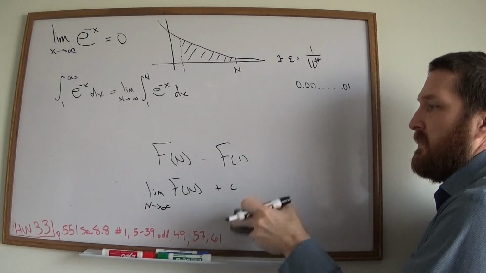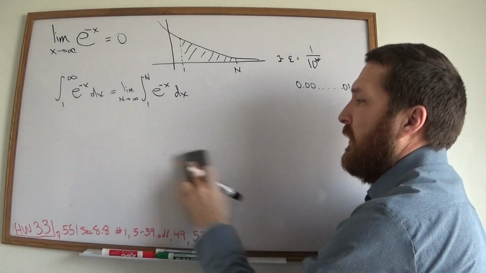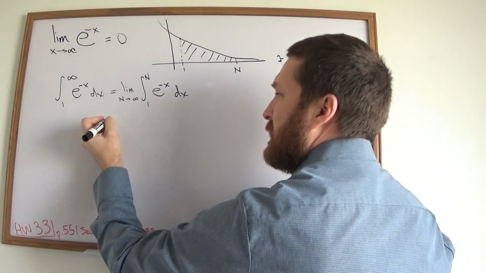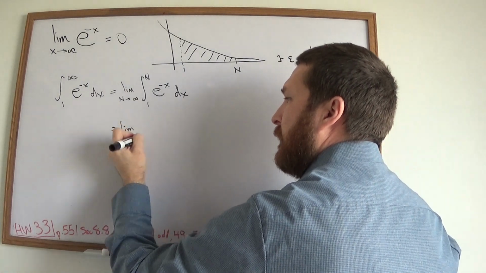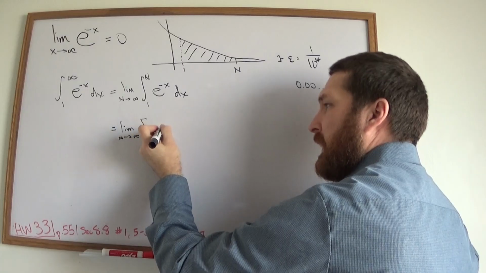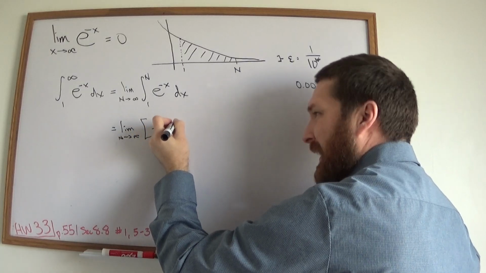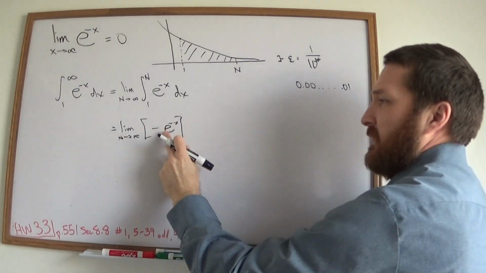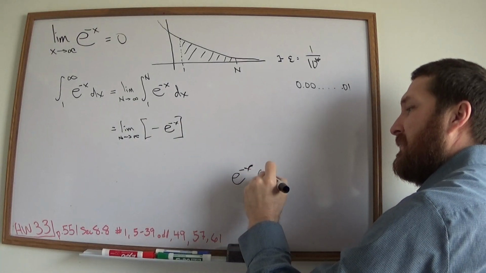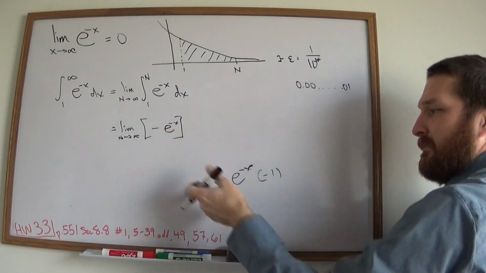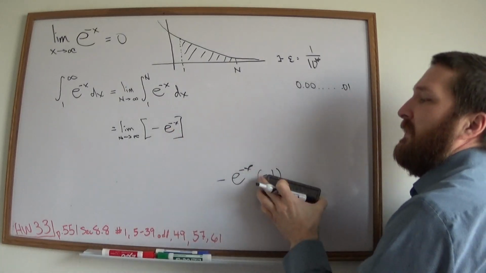So let's figure out what this is. What's the antiderivative of e to the negative x? E to the x, right? Negative e to the negative x. There we go. Now let's check it. Take the derivative of this. It comes out to e to the negative x, times the derivative of negative x, which is negative 1. There's a negative in front. The negatives go away, and you're left with the thing.